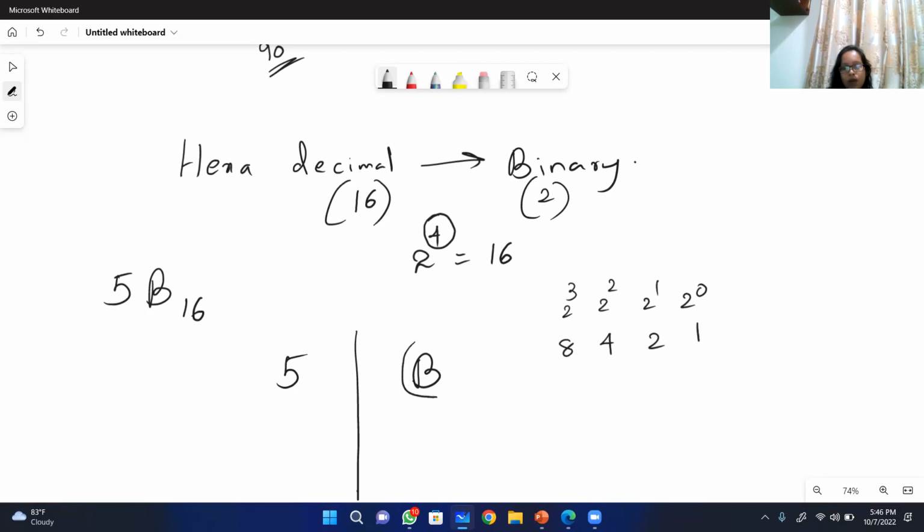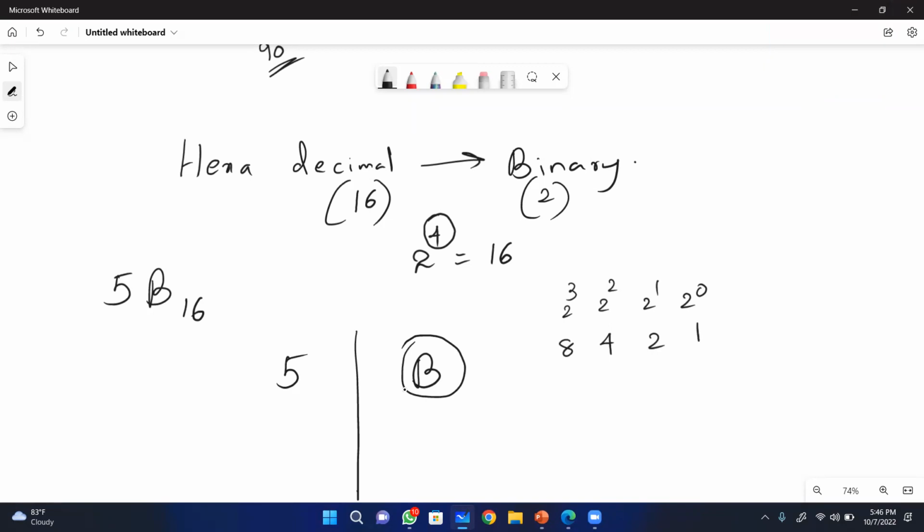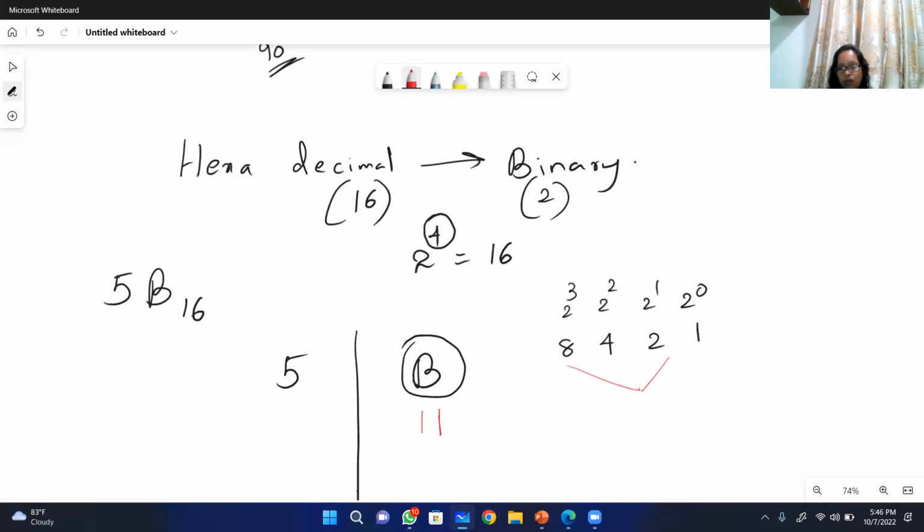Then B means how much? What is the value of B? 11. B is 11, right? So, how to make 11 out of these 4 values? 8 plus 2 plus 1. So, for the 8, you have to put 1, then 0, 1, 1. So, the answer is 1, 0, 1, 1. Right?